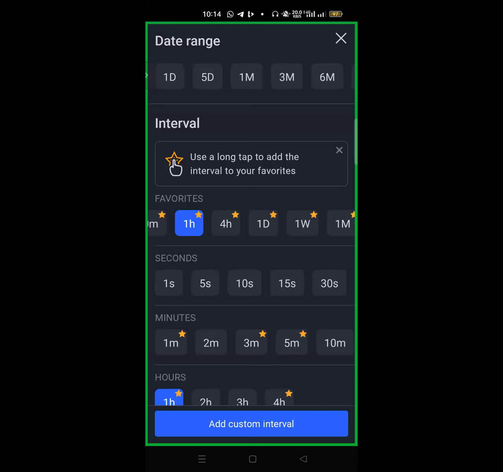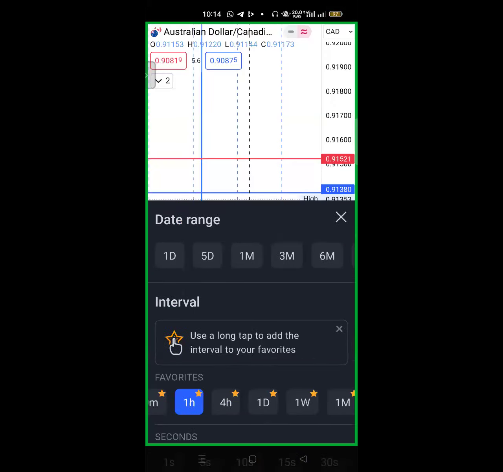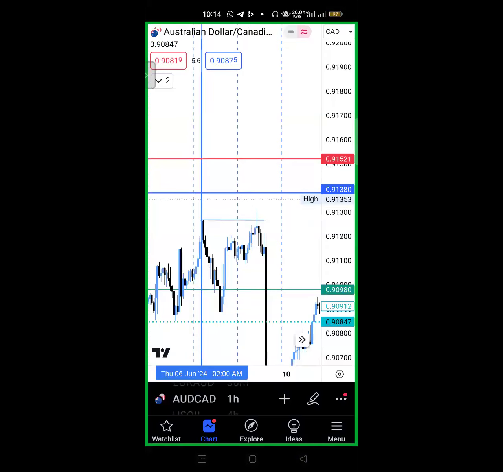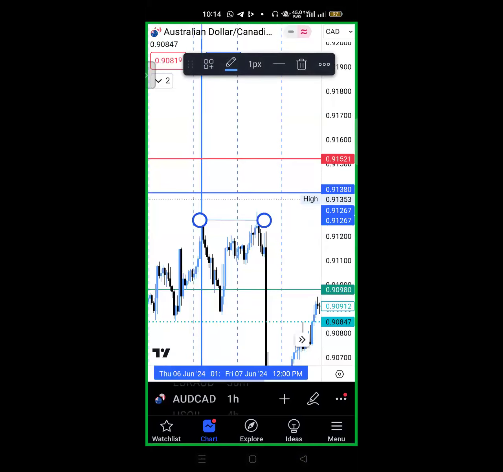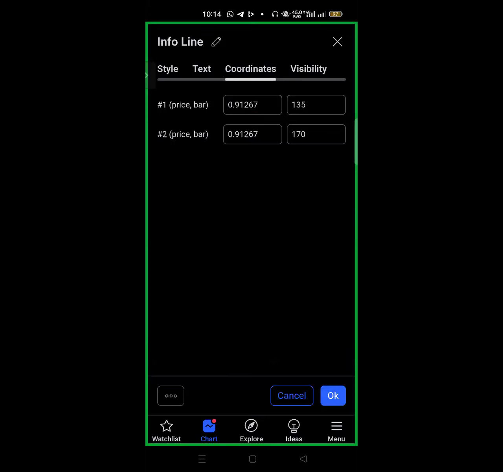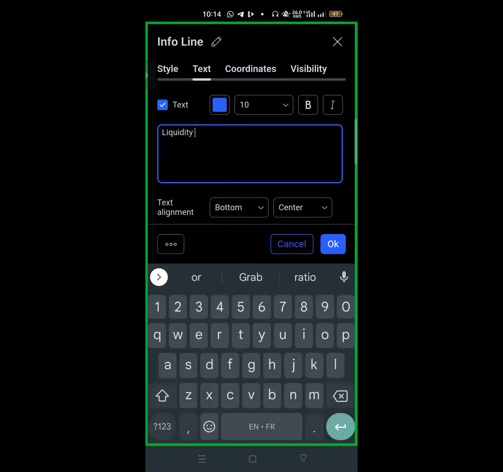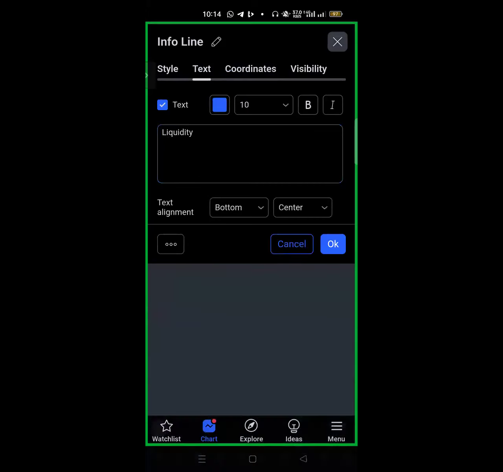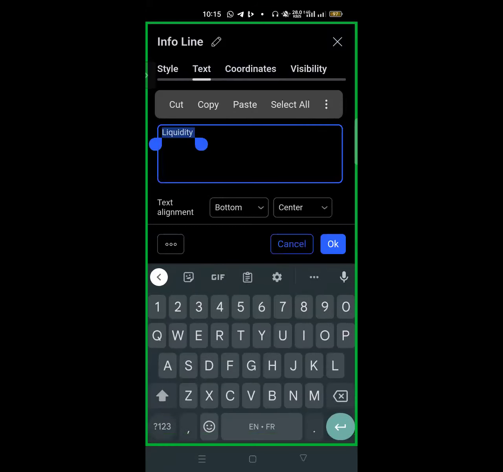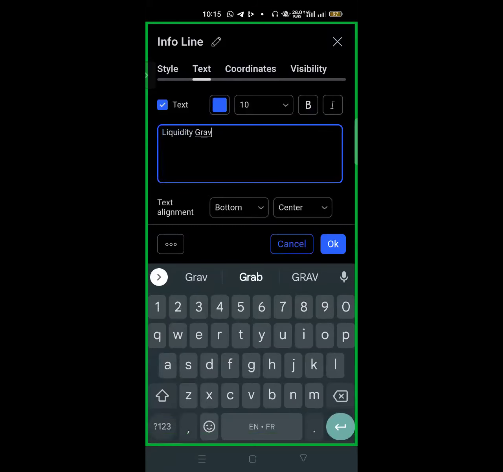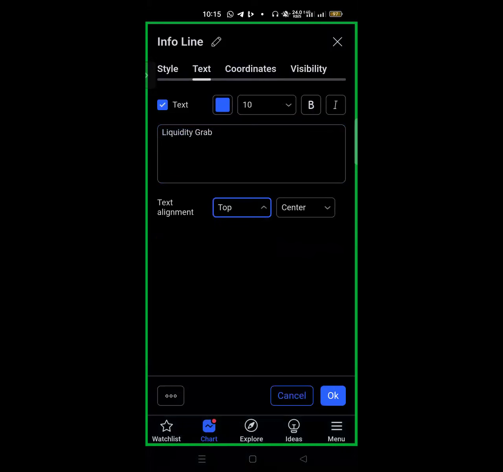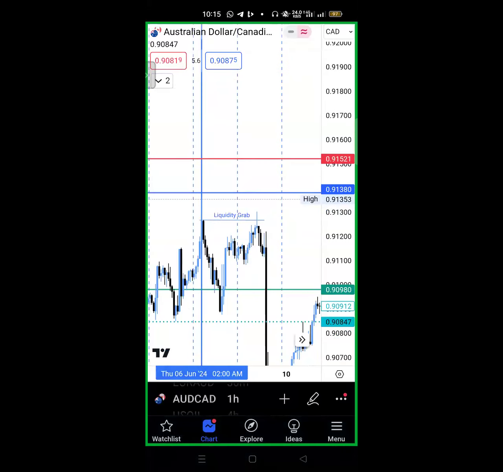So now, what are we going to do? First of all, we marked out our liquidity area here. Okay, I'll call this place liquidity grab. Let me give you the text so we can see it. Liquidity grab here. I'll put it at the top here. Okay, liquidity grab has happened.